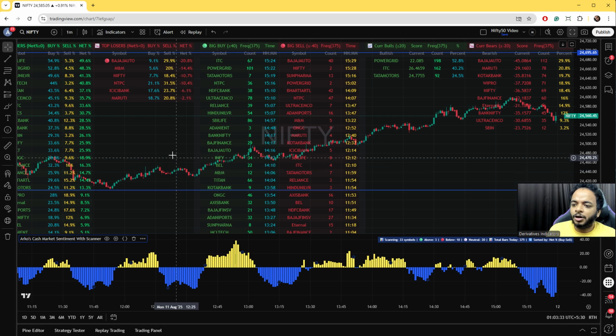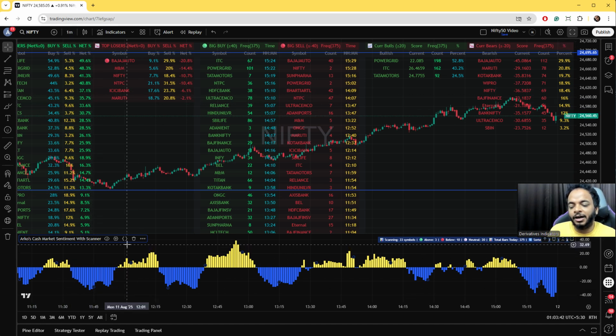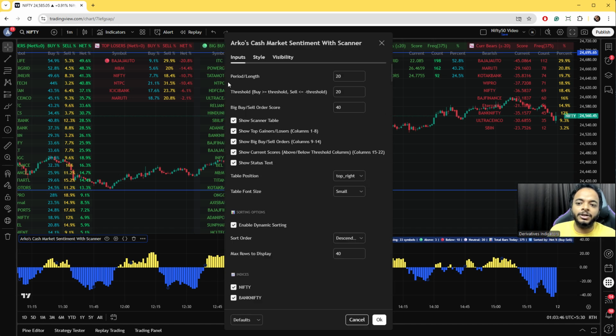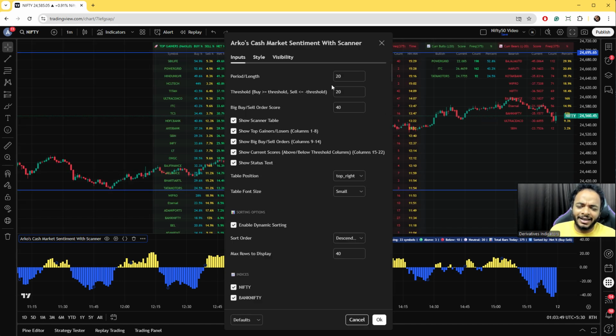The very first thing is that you have the top gainers, and then the buy percentage, sell percentage, net percent. So what are these and how are these determined? If you go to the settings, you will notice the period or the length on which the cash market sentiment indicator is calculating. You don't have to change that. If you want, you can experiment with it, but by default I also use it as 20. For intraday purpose, 20 is good.